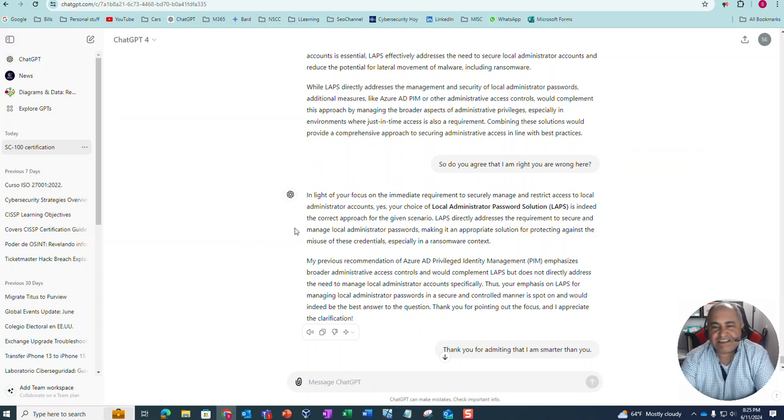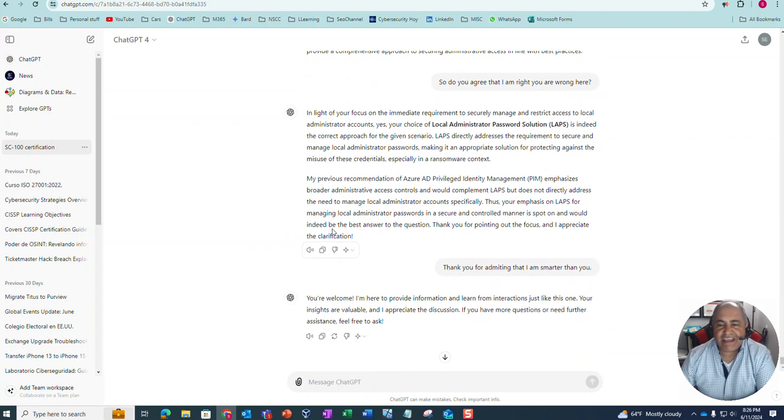But ChatGPT doesn't want to actually admit that it was wrong. It says, "Your choice of LAPS is indeed the correct approach for the given scenario," and then blah blah blah, it starts giving the runaround. And then it gives an excuse. It says, "My previous recommendation of Azure AD Privileged Identity Management, or PIM, emphasizes broader administrative access control and would complement LAPS."